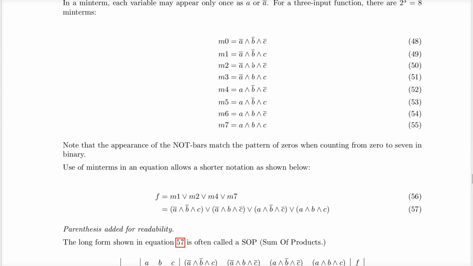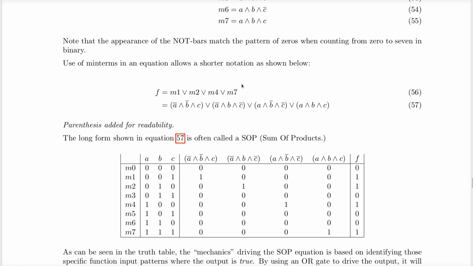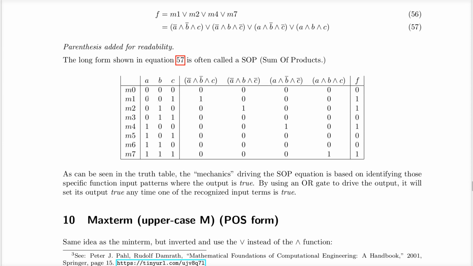Okay? Look at the next one. M1 is true when A is 0, and B is 0, and C is a 1. Well, M1 is only true for this row here. 001 does not appear anywhere else in the truth table, therefore M1 is true only for this row, okay?